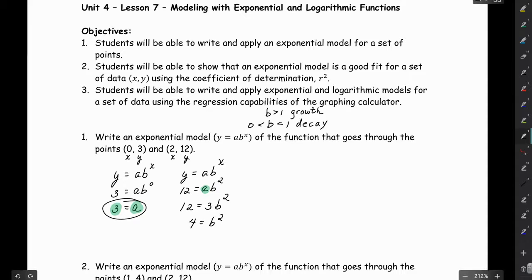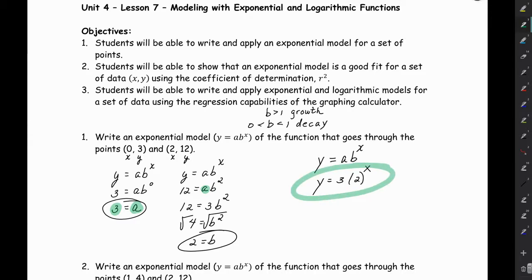And now, when we take the square root of both sides, algebraically we get the values of plus or minus 2. But as I've already noted, the value of b is going to have to be greater than 0. The only value of b that's going to work is 2. So we're being asked to write the model, ab to the x, and we know that our value of a is 3, and our value of b is 2. So our final answer here is y equals 3 times 2 to the x power.